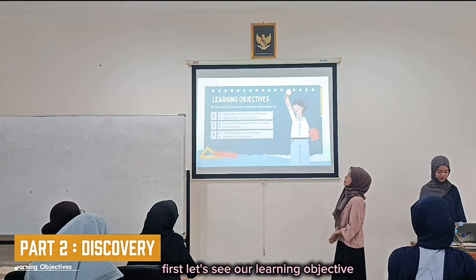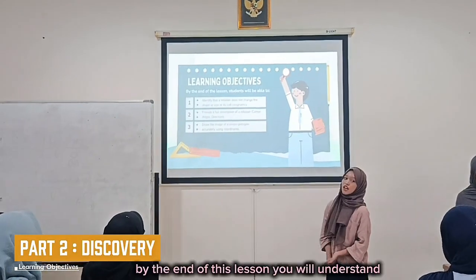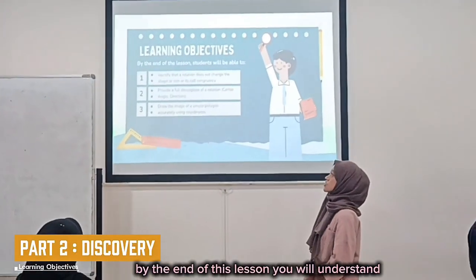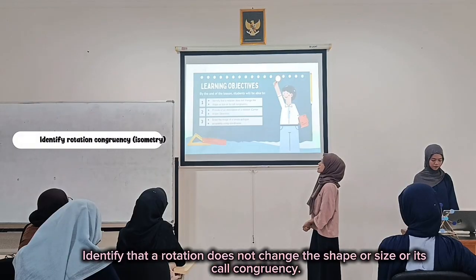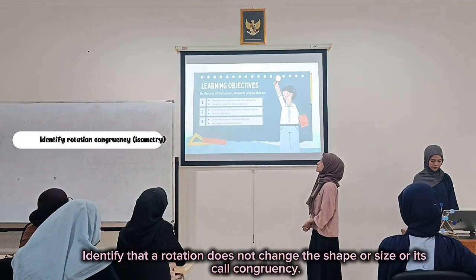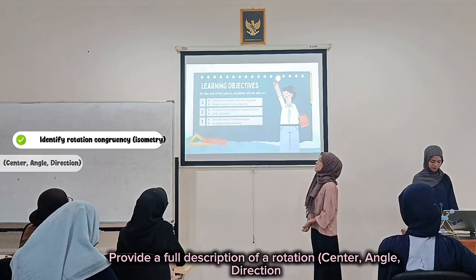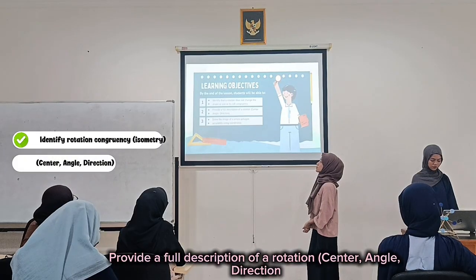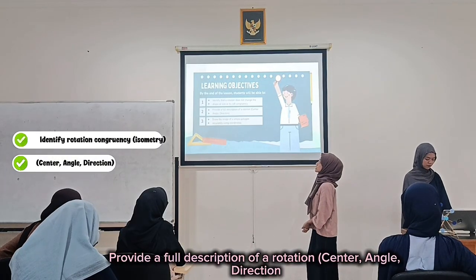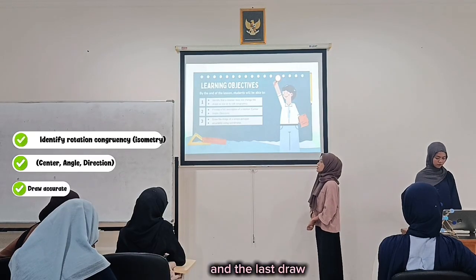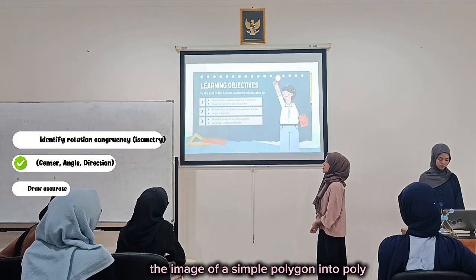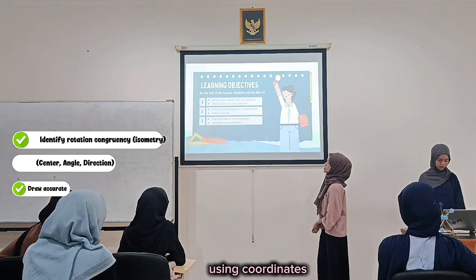First, let's see our objectives. By the end of this lesson, you will understand. First, identify that a rotation does not change the shape or size, which is called congruency. Second, provide a full description of a rotation: its center, angle, and direction. And last, draw the image of a simple polygon accurately using coordinates.